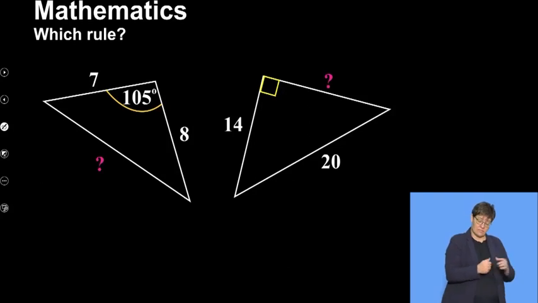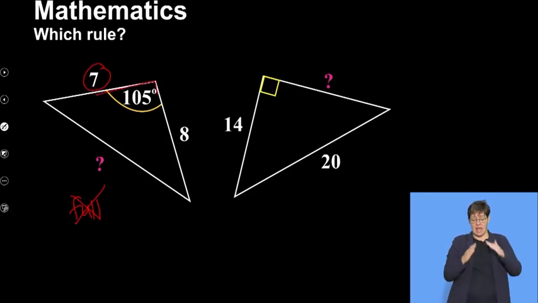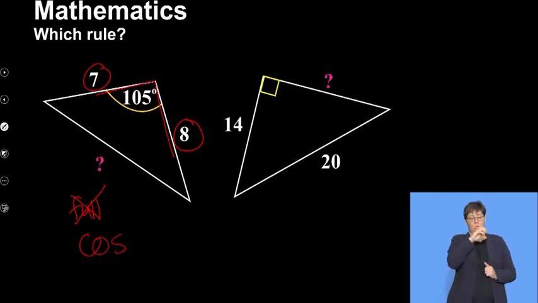The next one again, is it a right angle triangle? No, it's not a right angle triangle. Do we have a full pair? No, we don't have any full pair, if you look at it correctly. All we have is a side, an angle, and a side. So we have that V pattern. So we're definitely going to be using cos rule here.